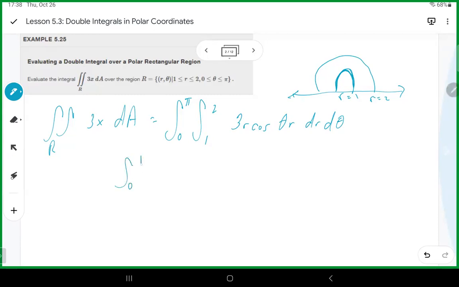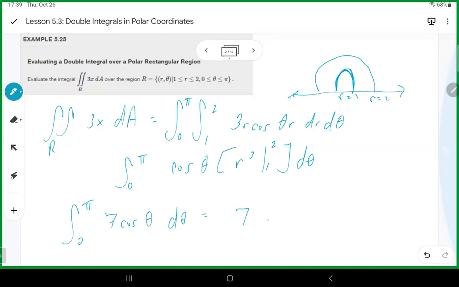So if we do the first part, we'll have the cosine of theta, r cubed from 1 to 2, and then you get 0 to pi, 7 cosine theta d theta is going to become 7 sine theta from 0 to pi, which is going to leave you with an answer of just 0. So in that problem, we integrated with respect to r first.